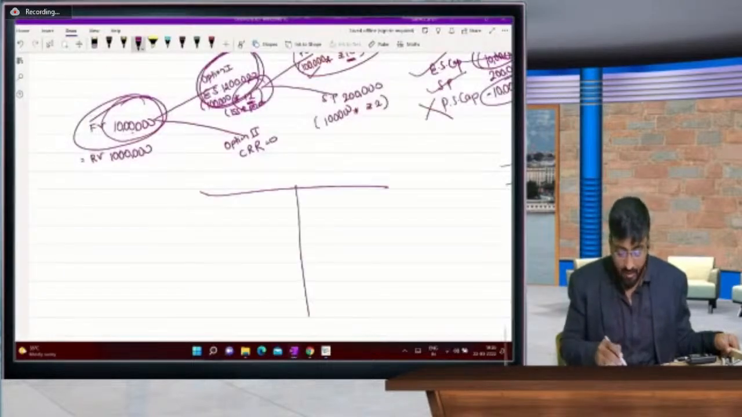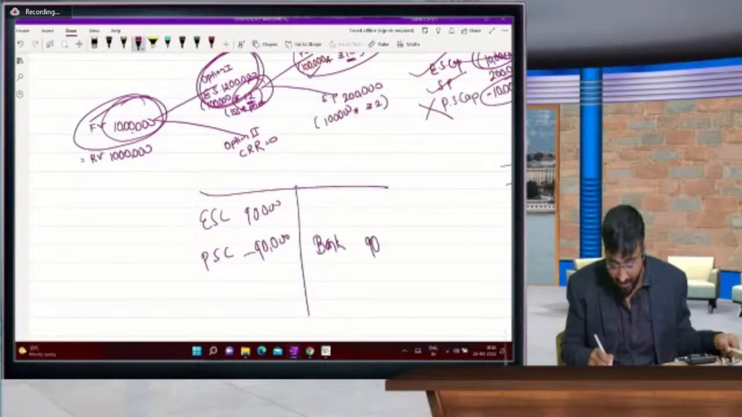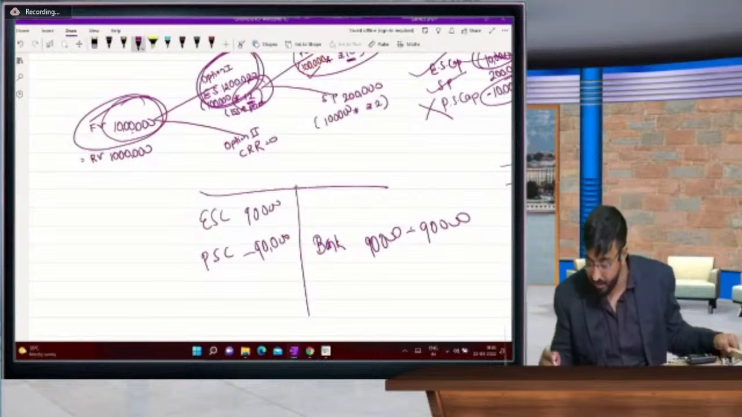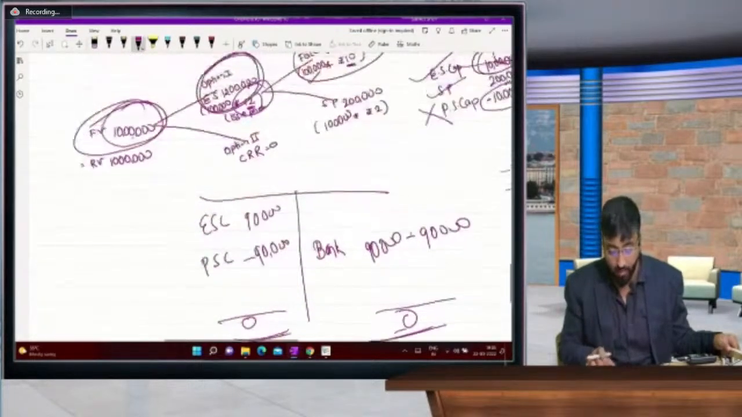How will your balance sheet look? Equity share capital 90,000. Preference share capital minus 90,000. Bank account minus 90,000. And then preference share capital minus 90,000. So it's very easy. Your balance sheet will tally at 0. Means there is no effect of this.